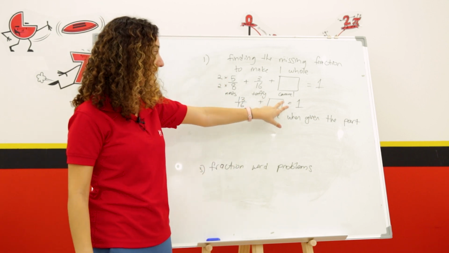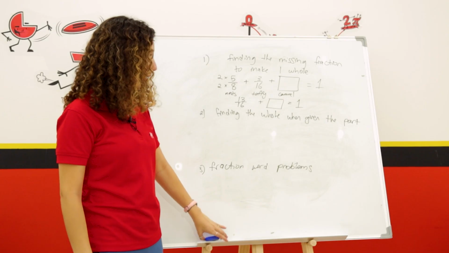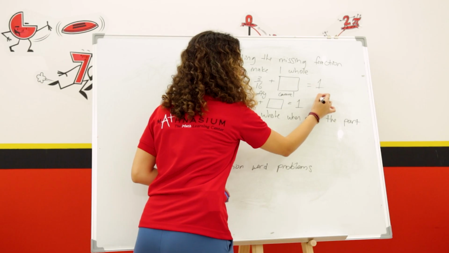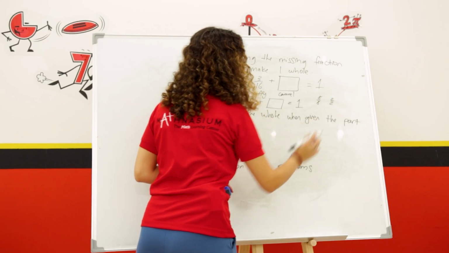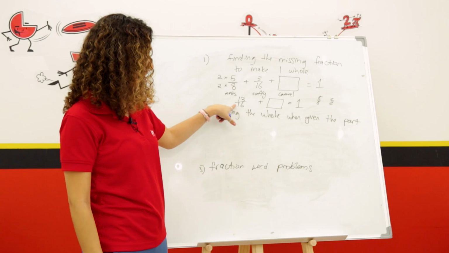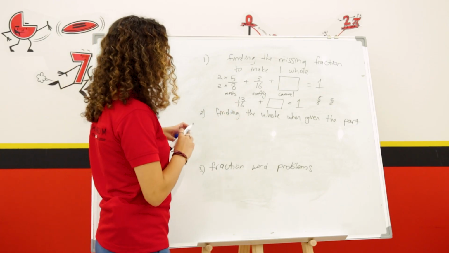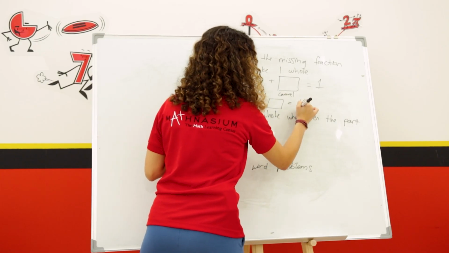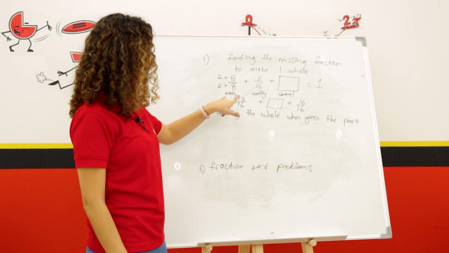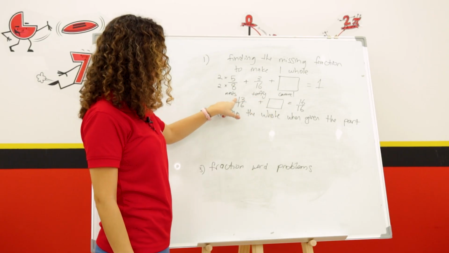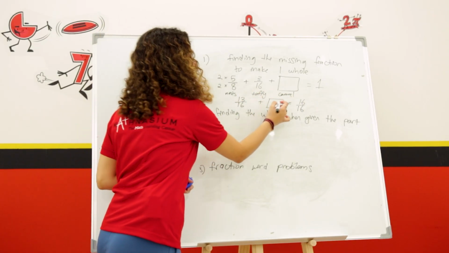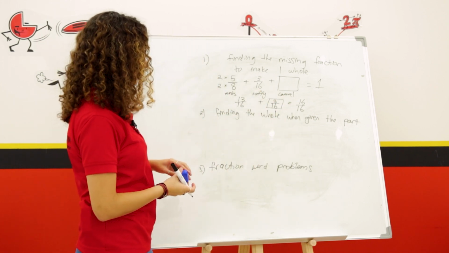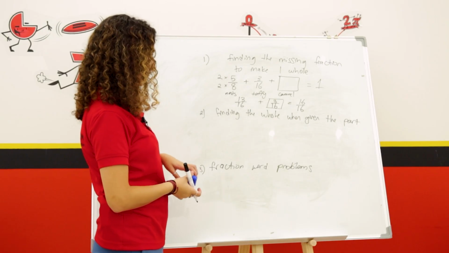So how much is missing till I have a whole? Now, one whole can be written as any number over itself. So this could be 8/8, 2/2. In this case, since we're working with the denominator of 16, we're going to use 16/16 instead of 1. So what is the missing fraction? To go from 13 to 16, I just need 3. So 3/16 of the candy in the store is caramel.